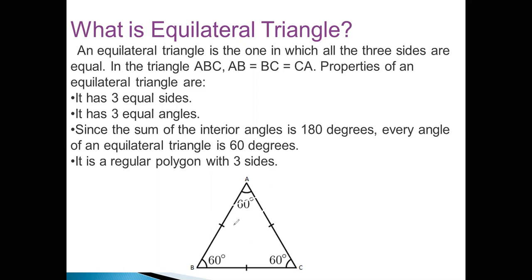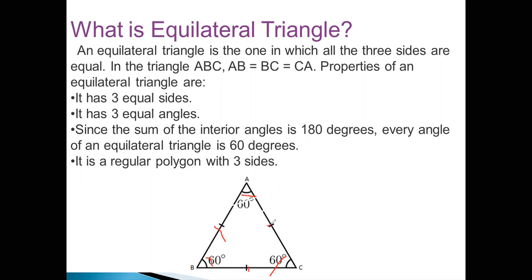Three vertices are also there: A, B, C. Normally A, B, C are called the vertices. If we talk about the angles, these are angle A, angle B, and angle C. And if we talk about the line segments or sides, AB is one side or one line segment, BC is the second side or second line segment.